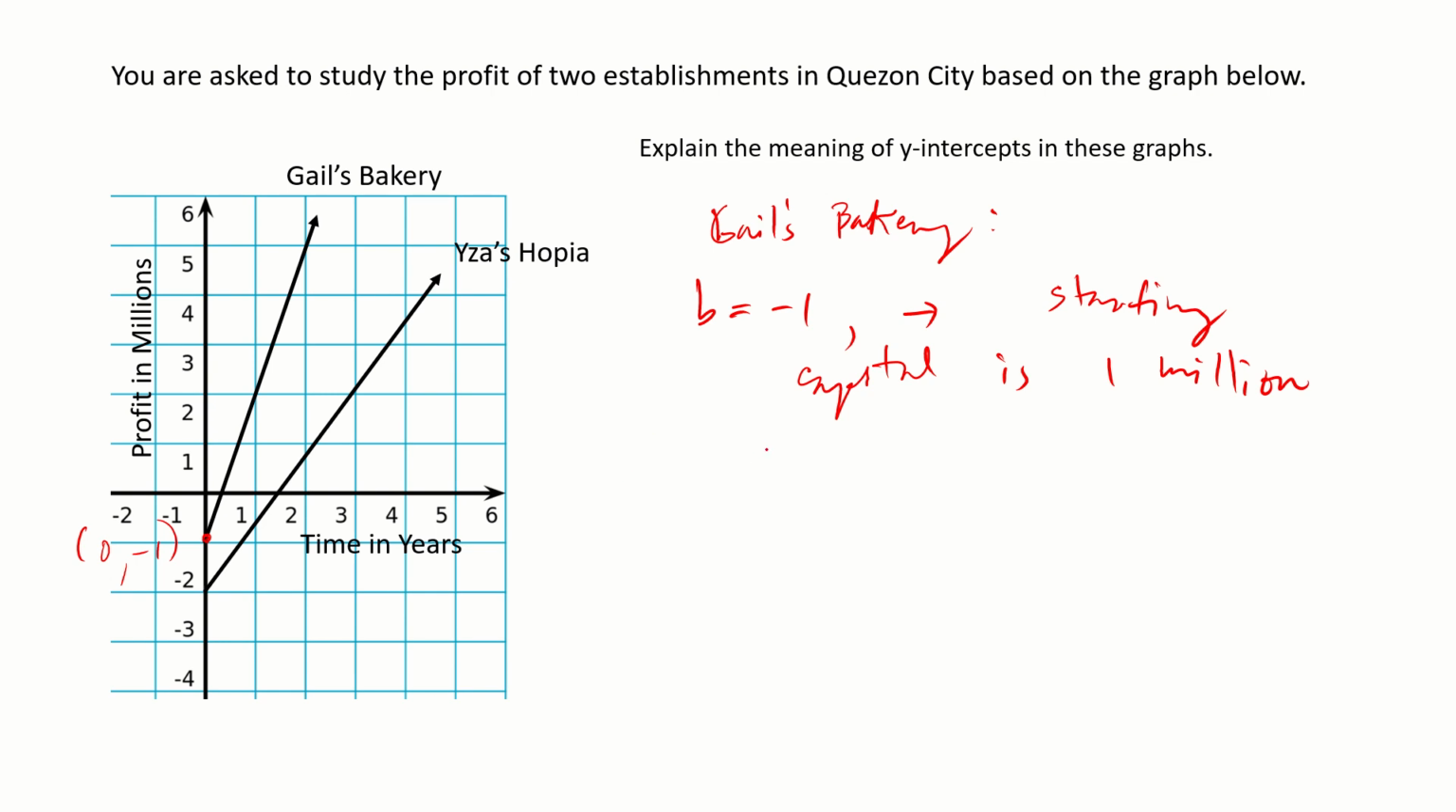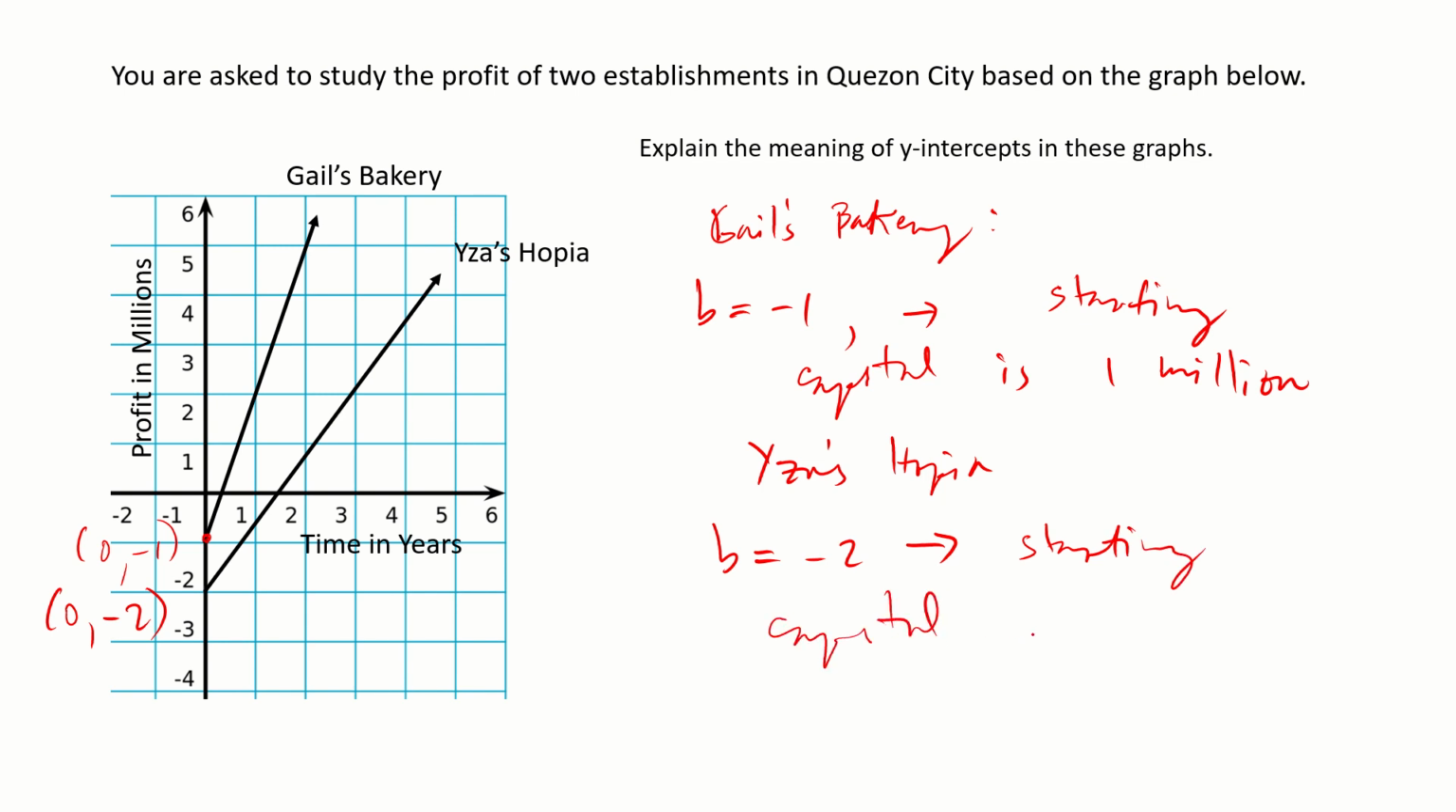While for Isa's Hopia, since the y-intercept here is -2, because the line crosses at 0, -2, it means that the starting capital of this establishment is 2 million.